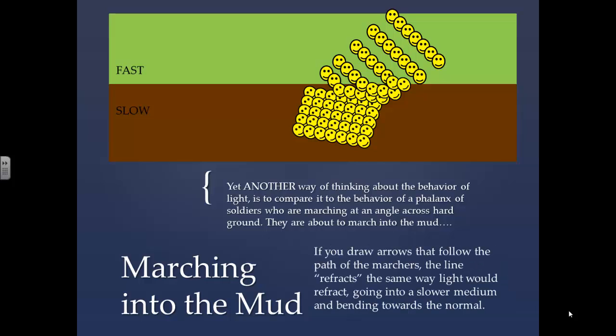If you draw arrows that follow the path of the marchers, the line refracts the same way light would refract, going into a slower medium and bending towards the normal.